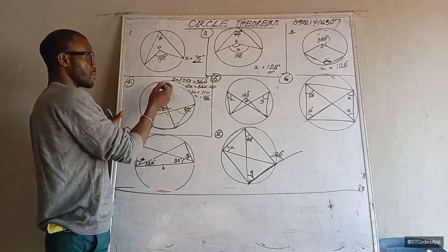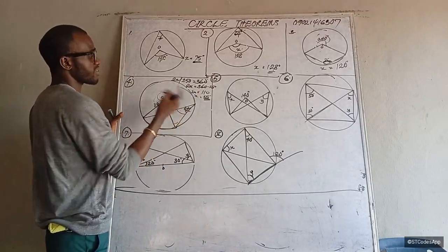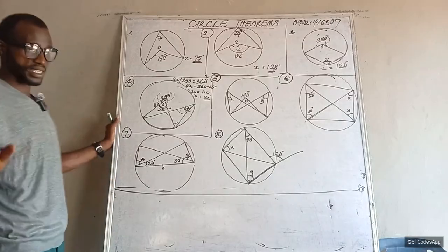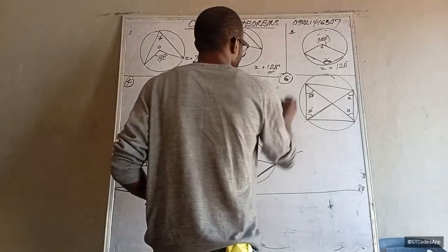You have 360 minus 250, that is 110, right? So half of 110, 55. So here is 55. Is it clear? Good. Let's go to the next one.